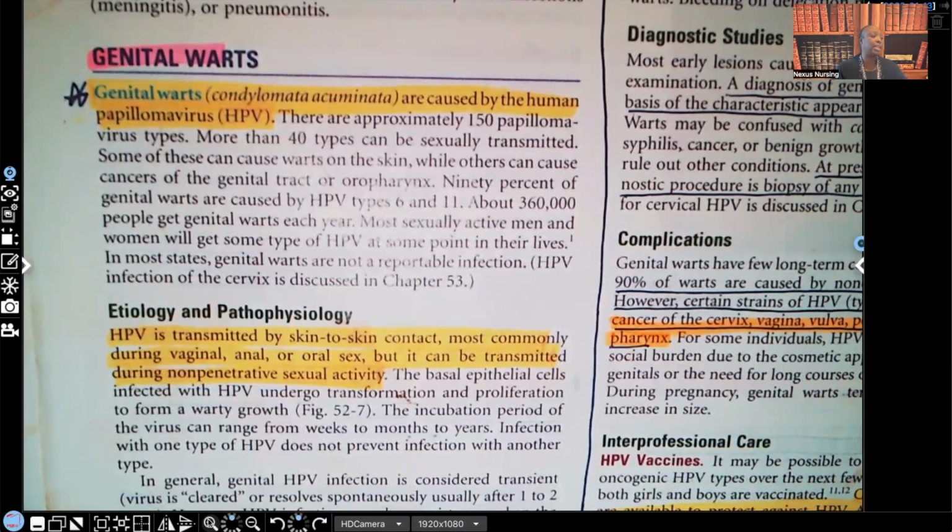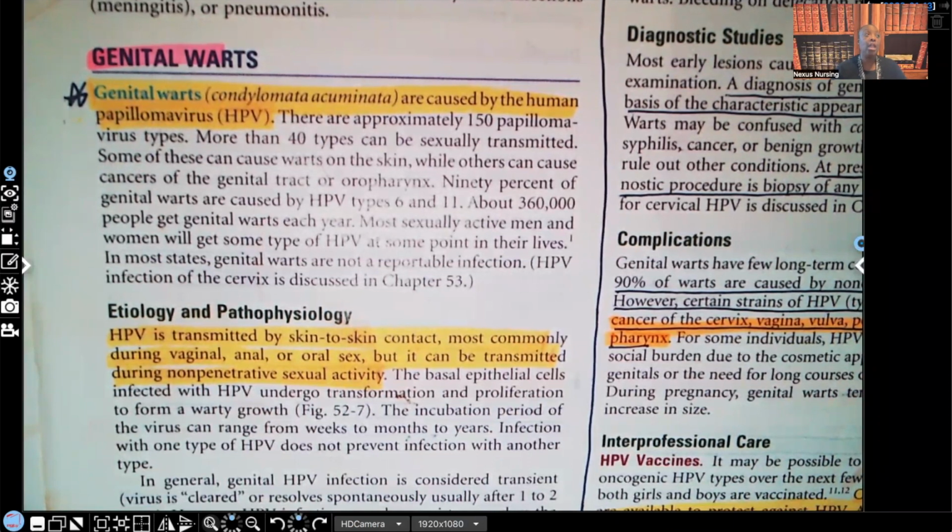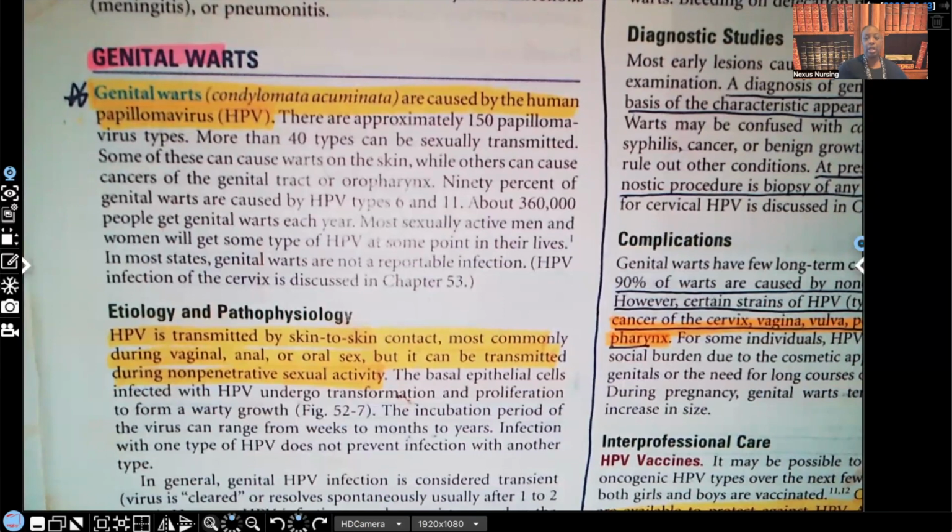So let's talk about the etiology and pathophysiology. HPV is transmitted by skin-to-skin contact. That's important to know. Most commonly during vaginal, anal, or oral sex, but it can be transmitted during non-penetrative sexual activity. What does that mean? Sexual activity where there's no penetration, but there's still that skin-to-skin contact, you can catch it, okay? Now, let's talk about the clinical manifestations, the signs and symptoms.